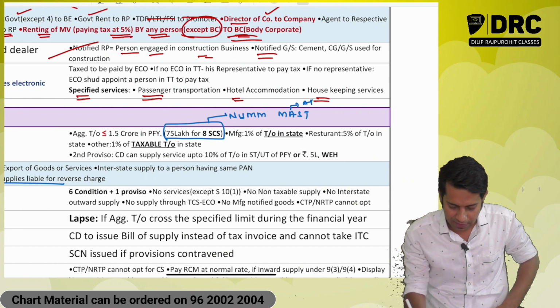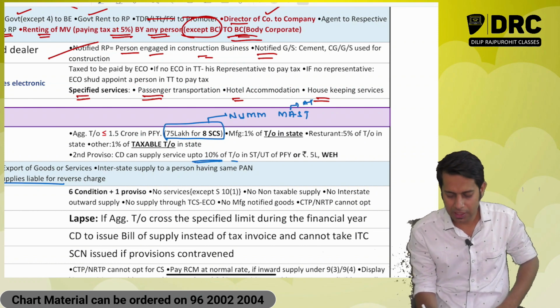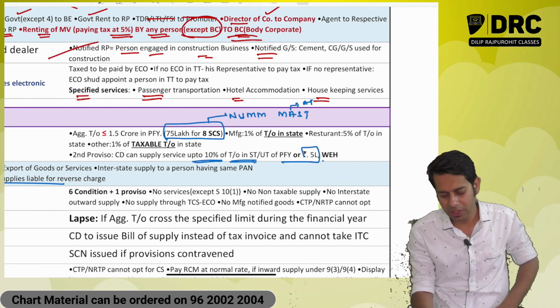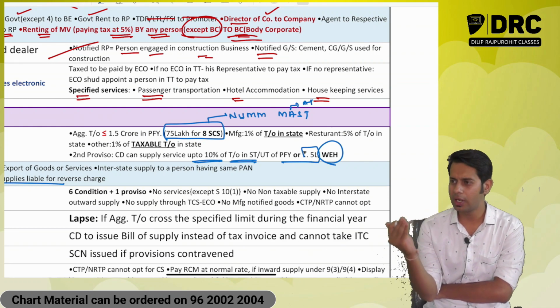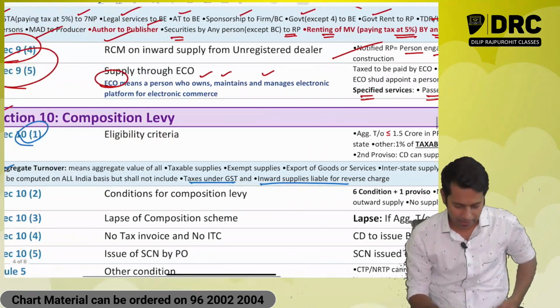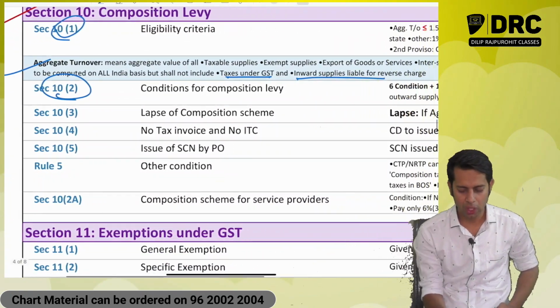How much services? Services equal to 10% of turnover in the state or union territory or rupees 5 lakhs, whichever is higher. Conditions. Section 10 subsection 2 talks about conditions.